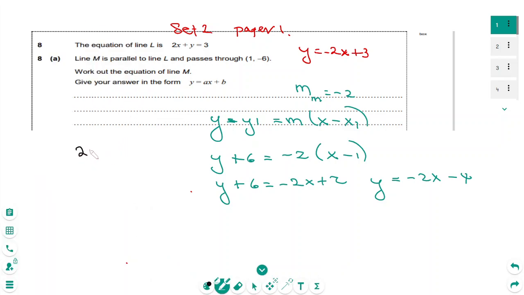And now rearranging the 2x plus y equals 3, we found the gradient as -2, and therefore the gradient of M is -2. And to find the equation of a straight line, I need to know the gradient and a point. So the point is (-1, -6). So I follow the equation: y minus y1 is m times x minus x1. I put the gradient and the point, and I found the equation.